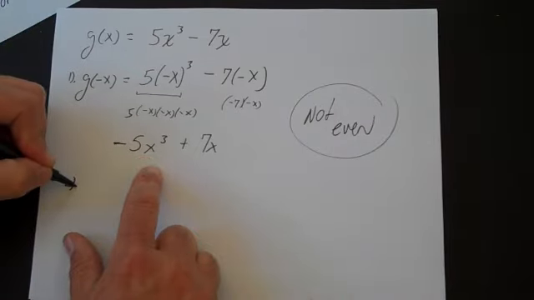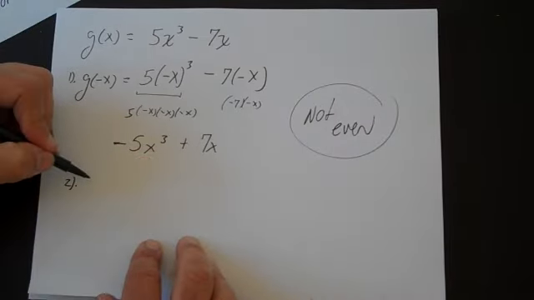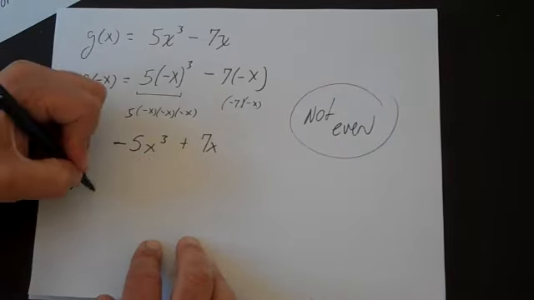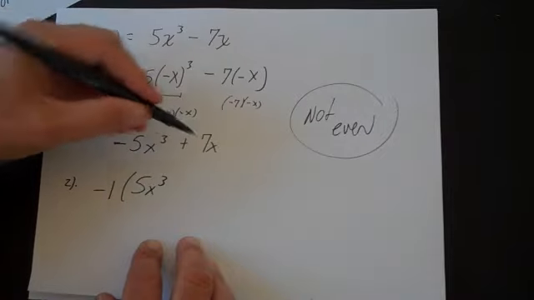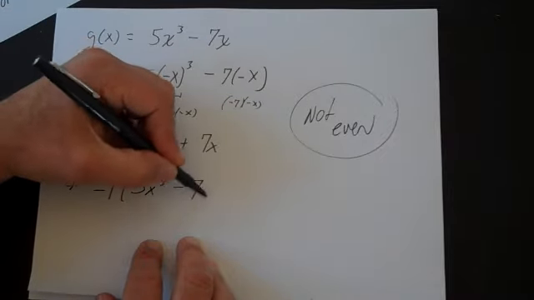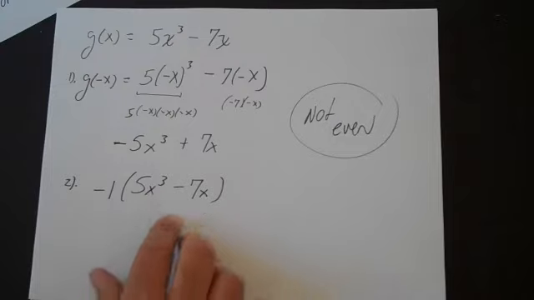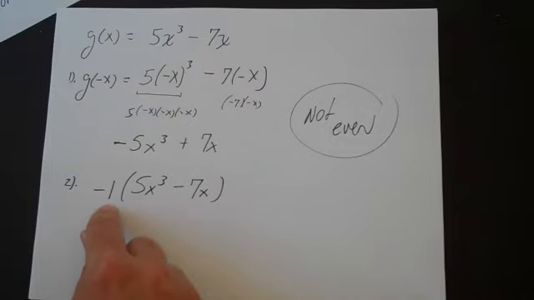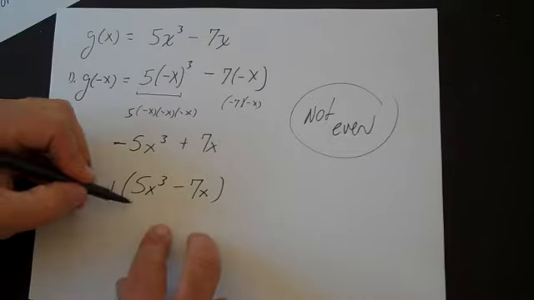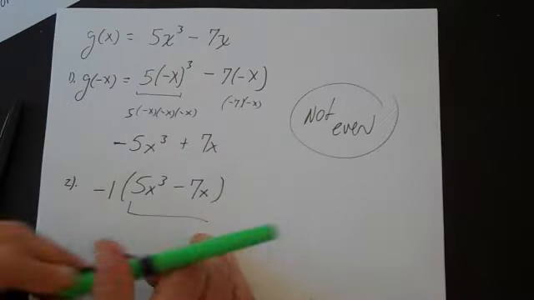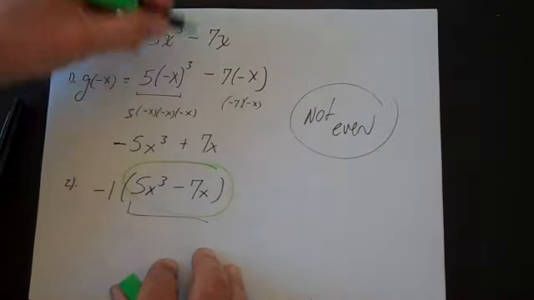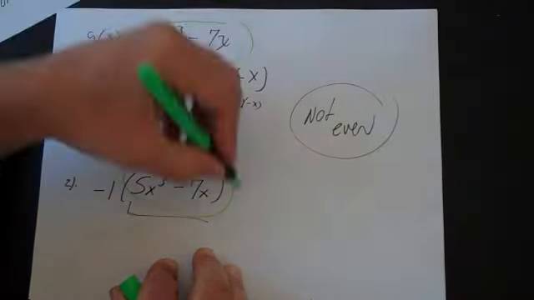Second step. Now you're going to factor out a minus 1, and then you're going to divide everything by minus 1. So when you divide this by minus 1, you get 5x cubed. When you divide this by minus 1, you get minus 7x. You could factor more out, but the point is you only want to factor a minus 1 out. Now you want to check to see if this is the same as what you started with. Is it exactly the same? It is exactly the same.